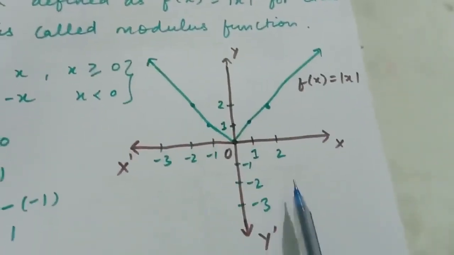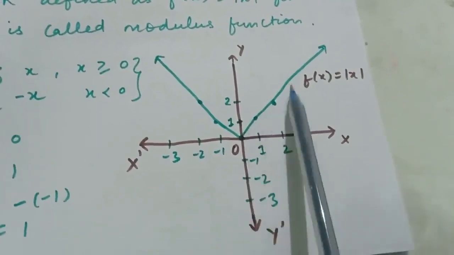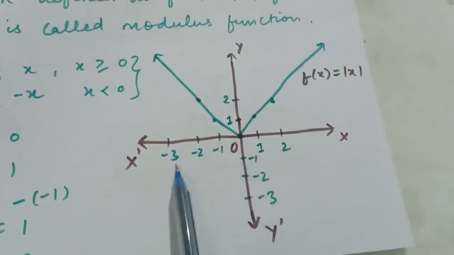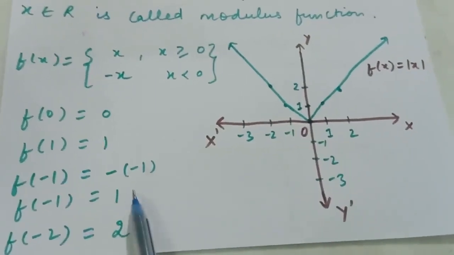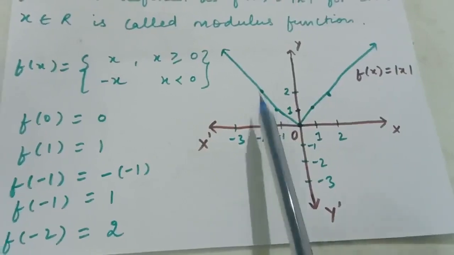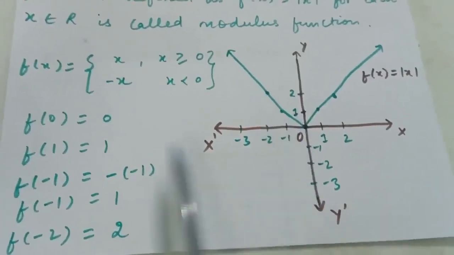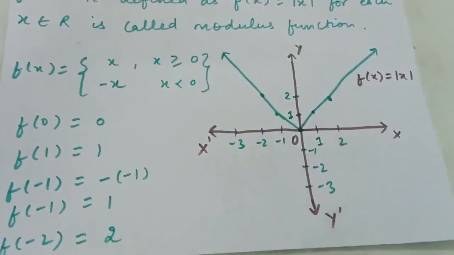The graph of this function is like this. At 1, 2, the values will be positive. At negative values of x, like here, the function's value is positive. So at minus 1 the value is 1, at minus 2 the value is 2, and at 0 the value is 0. So its graph is like this, V-shaped. Clear?